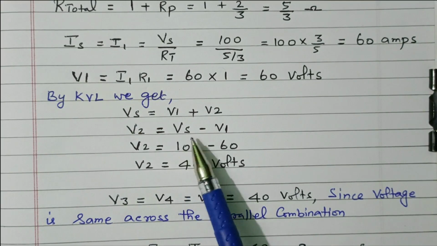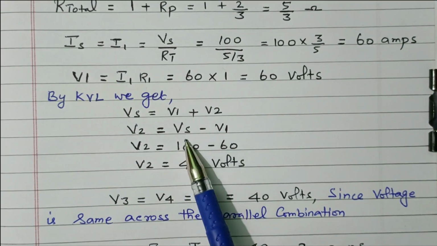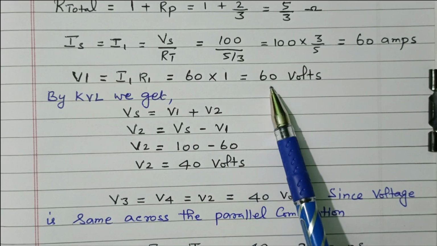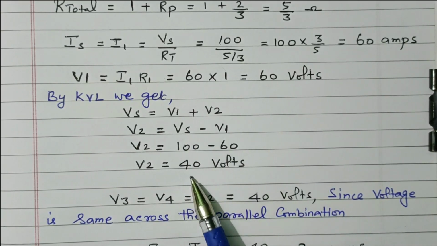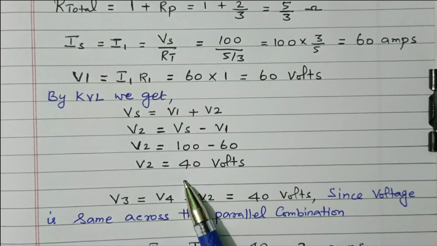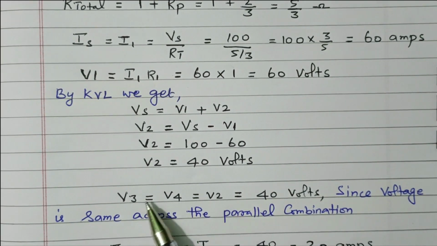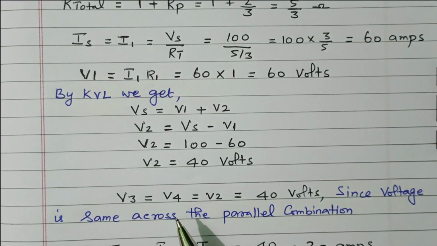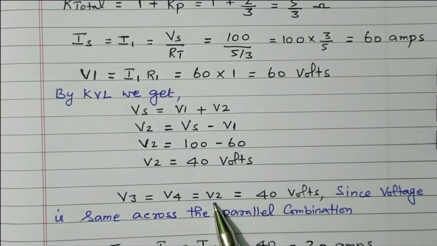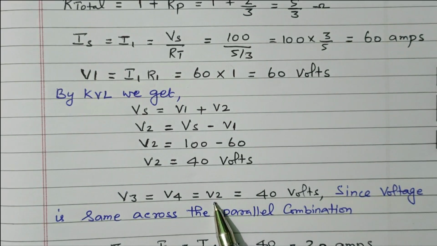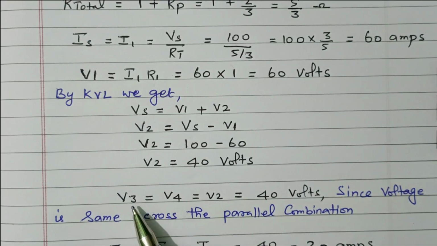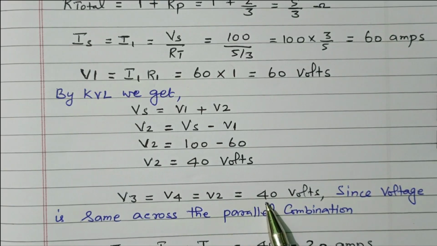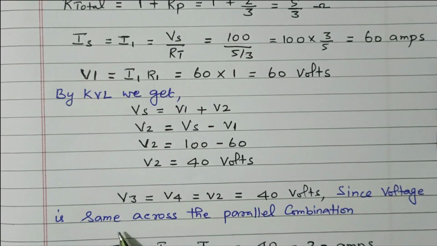From that, V2 equal to Vs minus V1. Right? Vs is 100 volts. V1 we calculated is 60 volts. So 100 minus 60, 40 volts. So V2 equal to 40 volts. We know that V3, V4, V2 all are equal. We already discussed all the resistors are connected in parallel and the resistor values are equal. So the voltage drop across R2 is V2, that is equal to V3, V4, the voltage drop across R3 as well as R4. All are 40 volts, since the voltage is the same across the parallel combination.